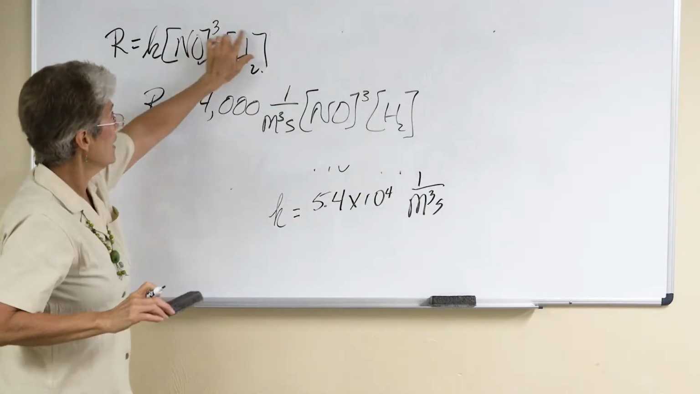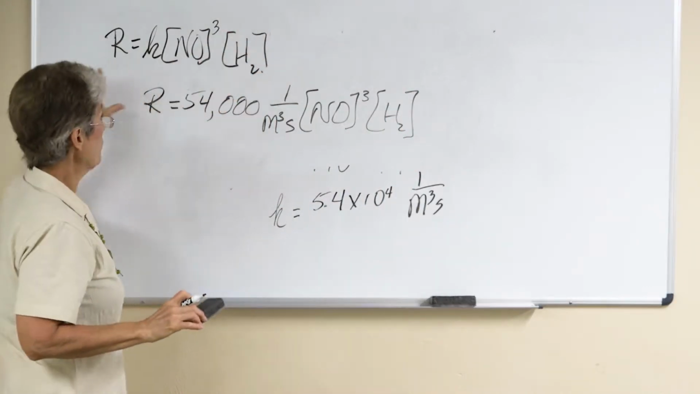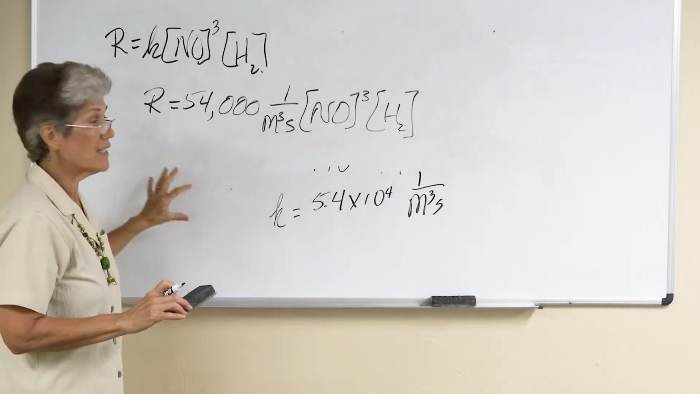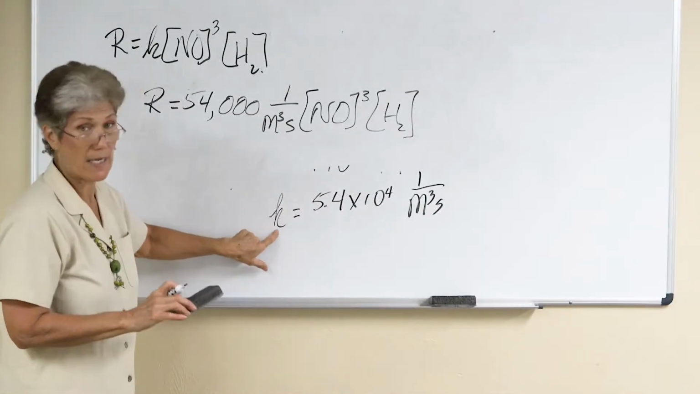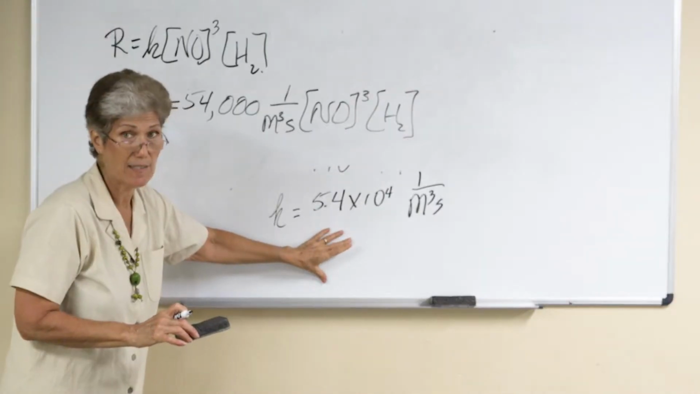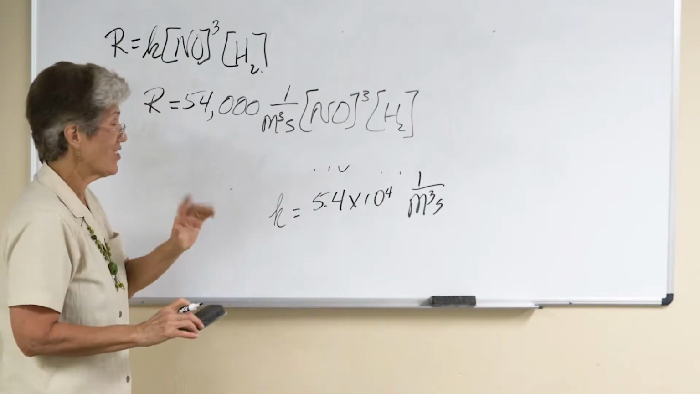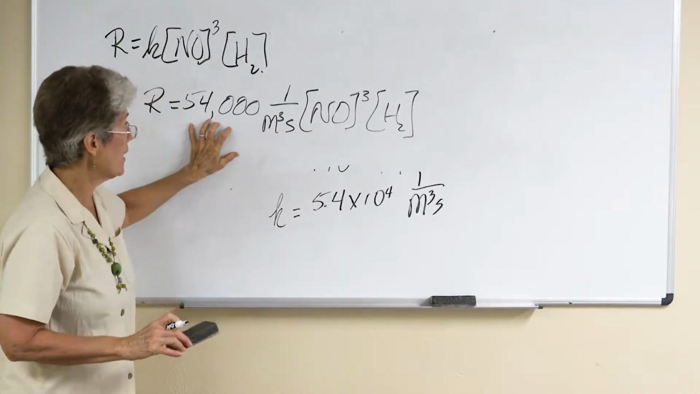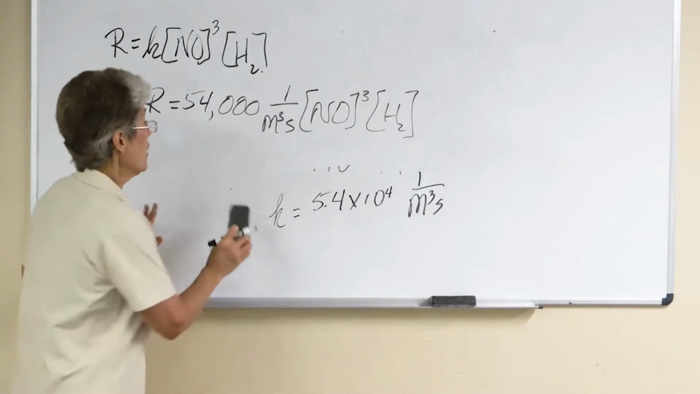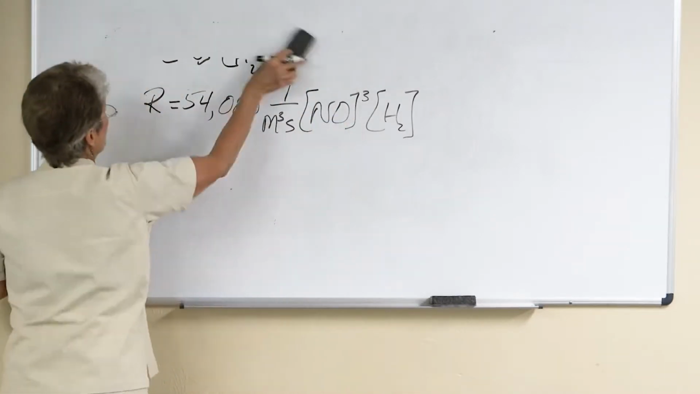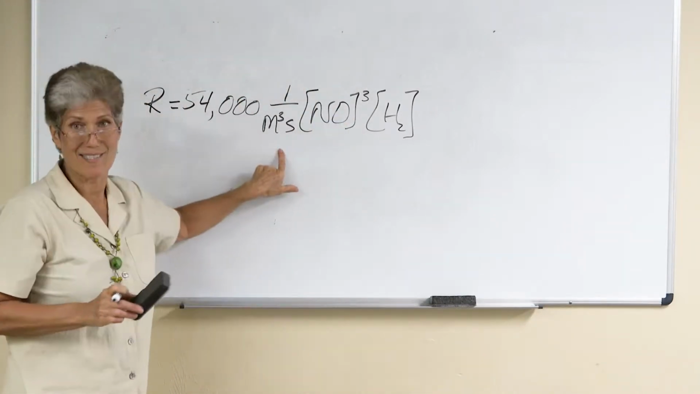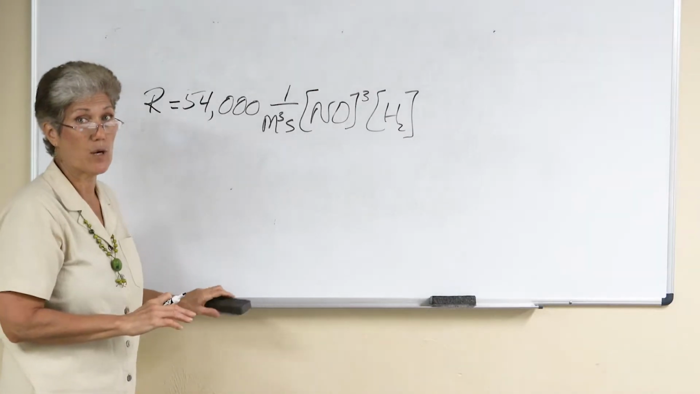So first we calculated the orders, then we plugged everything in and solved for the rate constant. Watch your significant figures as always. And then we plugged in the rate constant and the orders and rewrote it. So our final answer is this. And that's what he's going to be looking for on the test.